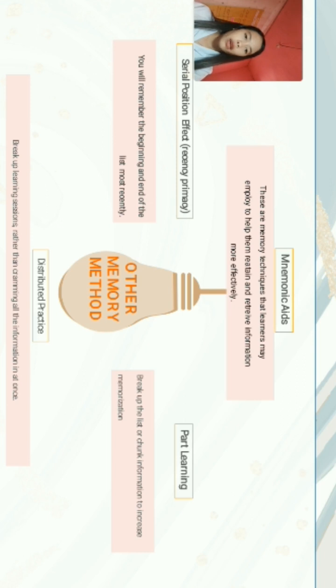So next, we also have mnemonic aids. These are memory techniques that learners may employ to help them retain and retrieve information more effectively. So maybe all of us are familiar na aning method in which sometimes we are using mnemonic devices to recall information.